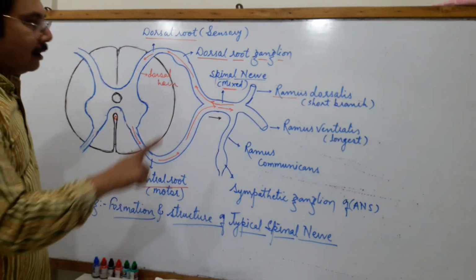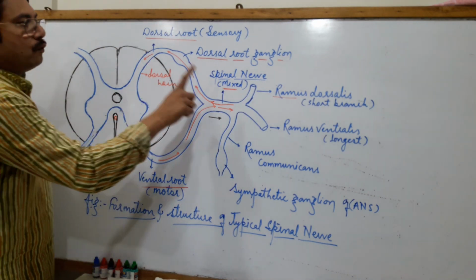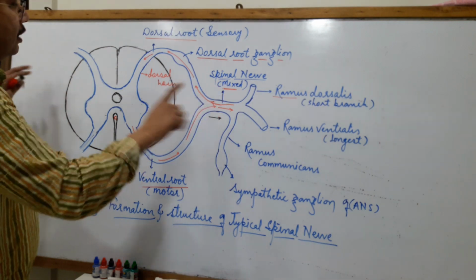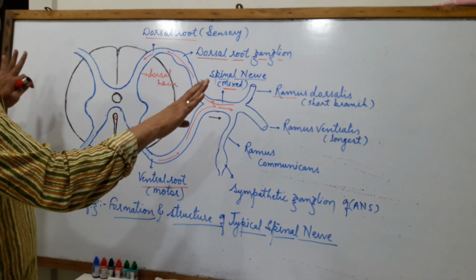In this way, each and every spinal nerve is always mixed in nature, and in this way such paired spinal nerves are formed as an extension of the gray matter.